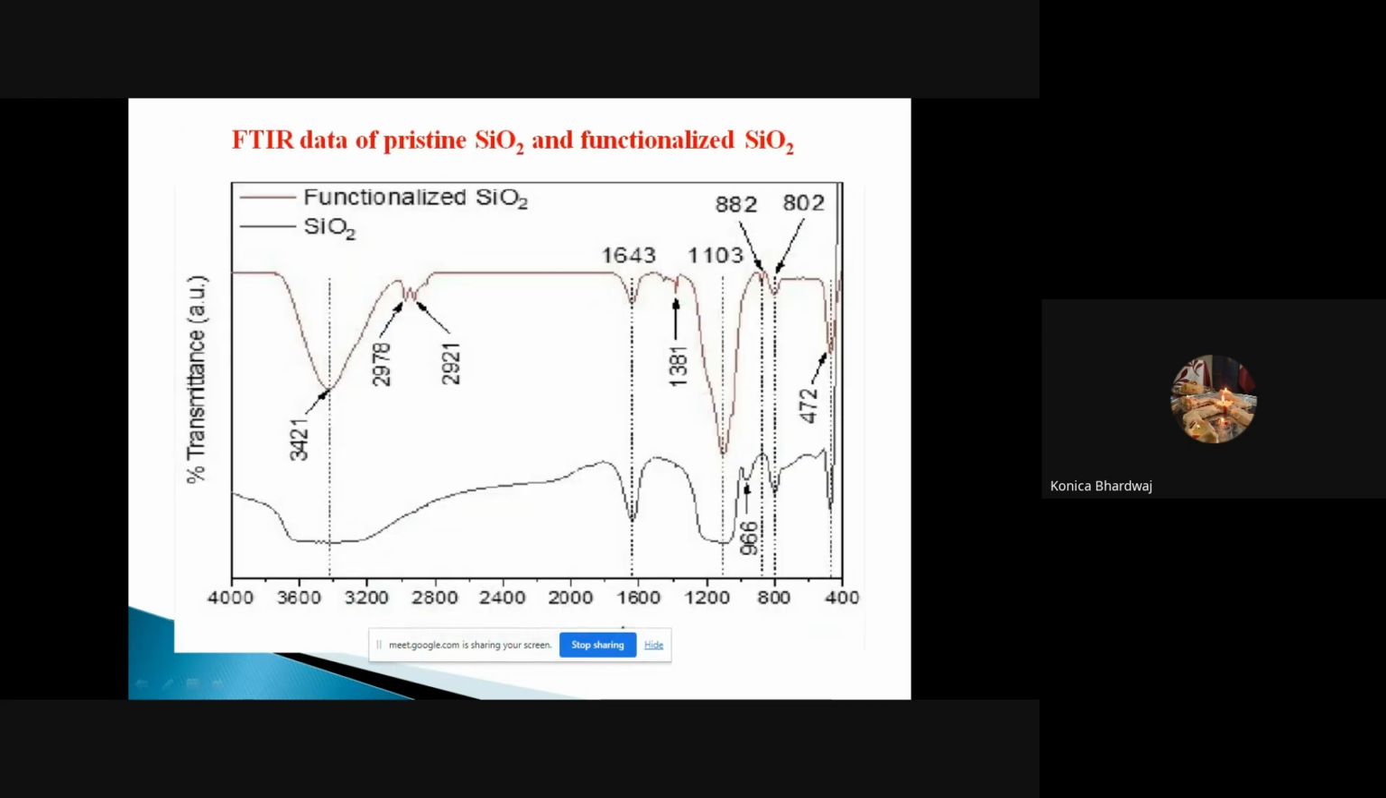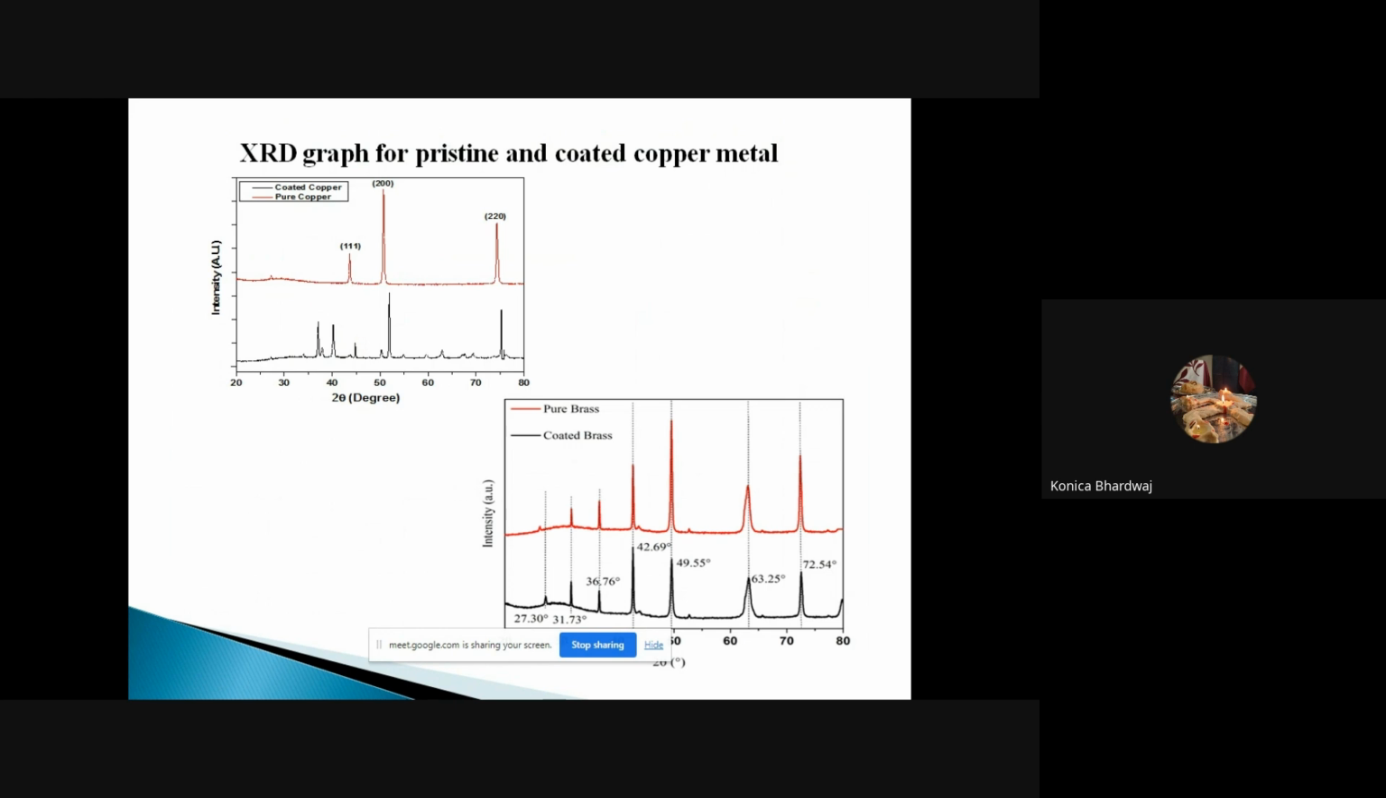The coating we have synthesized or functionalized, the FTIR shows it is being synthesized or functionalized properly, as the change in the peaks shows the CH bond and alkyl groups, the presence of alkyl groups in the coating due to triethoxyoctylsilane. Then the XRD graph confirms the crystallinity of the metal and alloy surface is as it is. There is no major change in that.